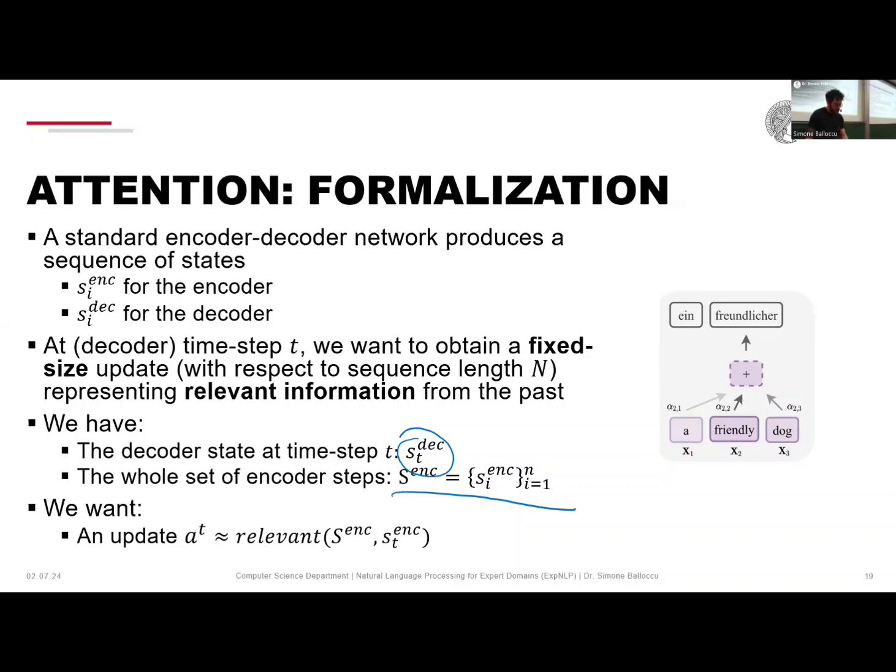We want an update that we're going to call A, like attention, at step t, which tells us roughly how relevant the set of states of the encoder is with regard to the state of the decoder. So basically, how relevant each encoder state is to this specific decoder state. How do we do this? And this will be A_t. We're going to see later how it's actually obtained in the end. But as a first step, what do we do?